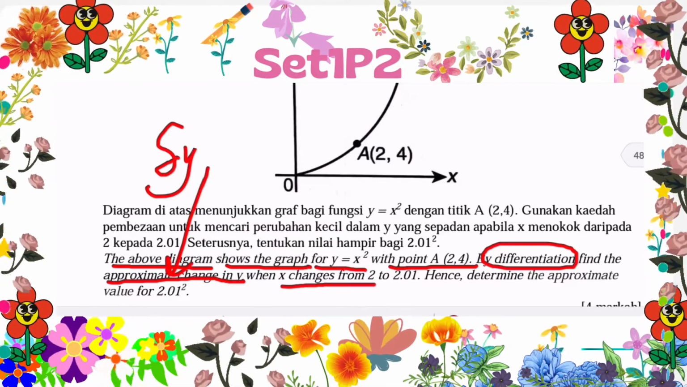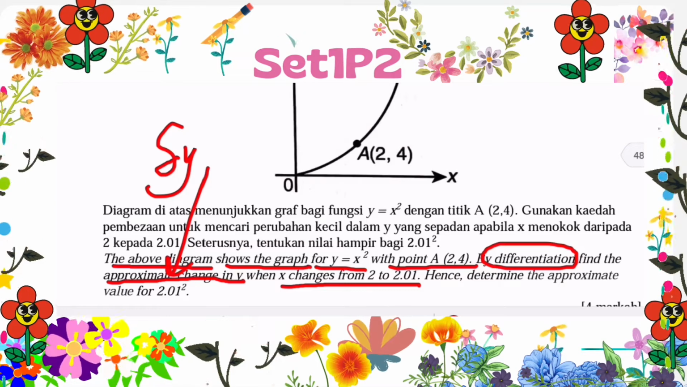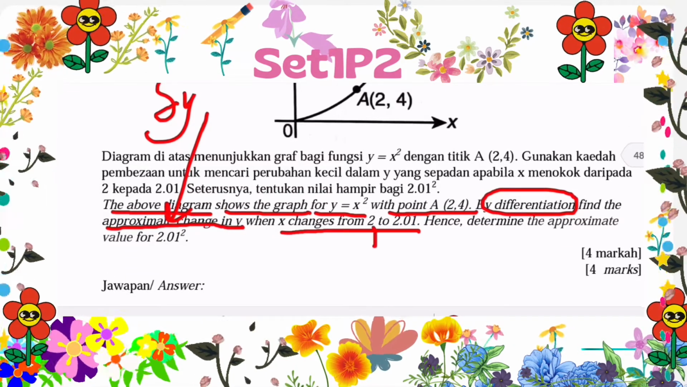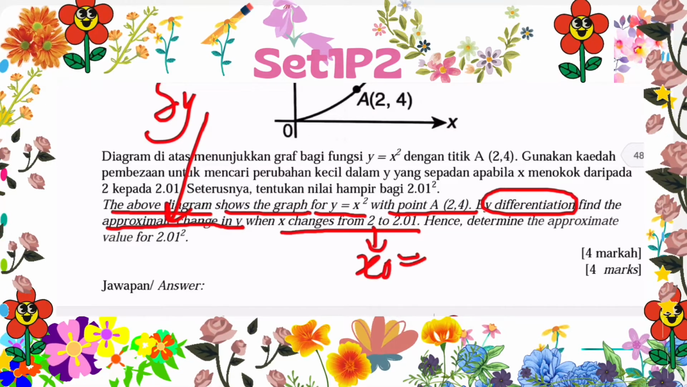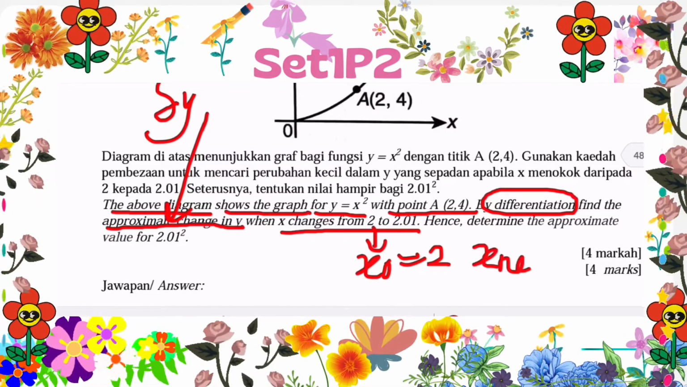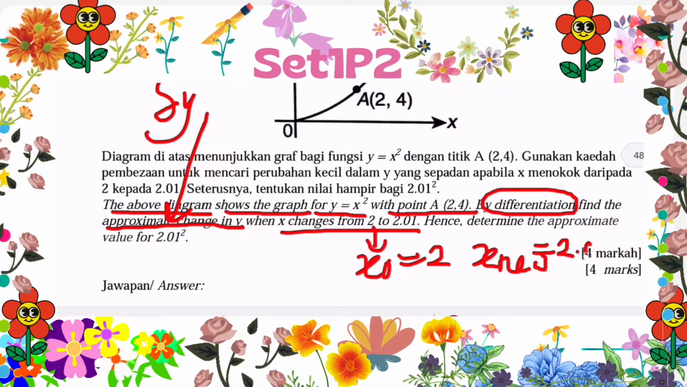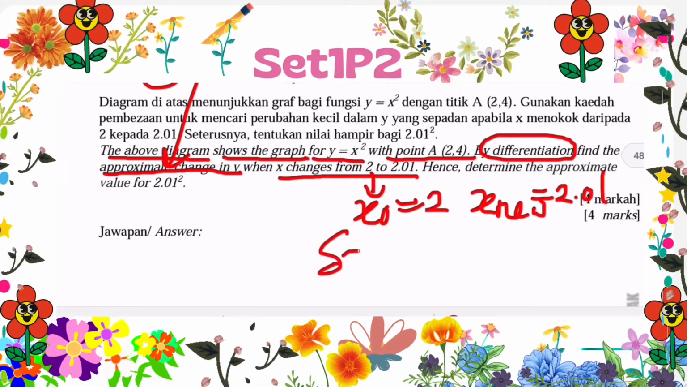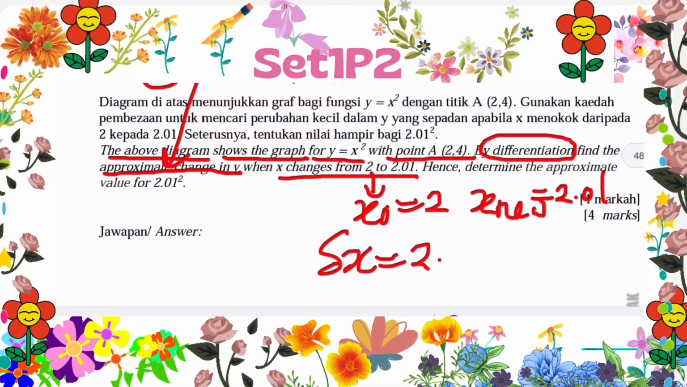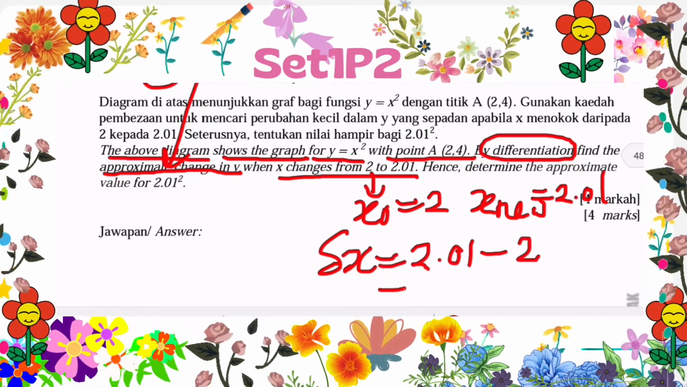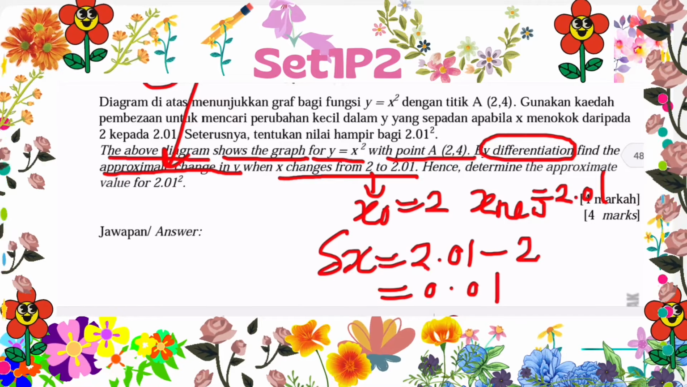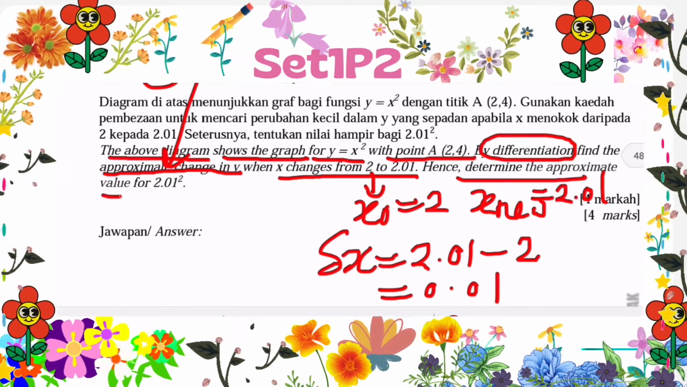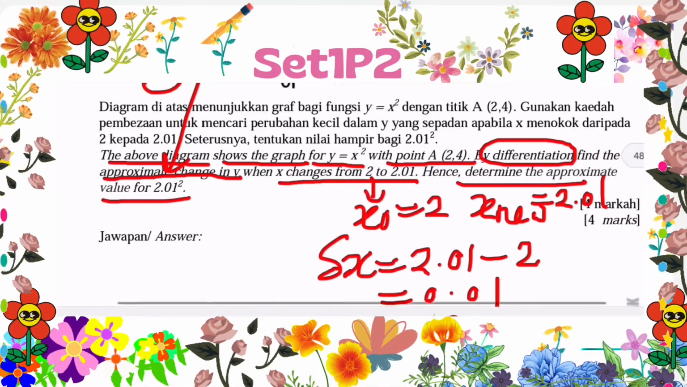when x changes from 2 to 2.01. That means the x original is 2, the x new is 2.01. So with this sentence we can find the small changes in x, which is 2.01 minus 2, which is 0.01. These are small changes in x. Hence, determine the approximate value for the function.